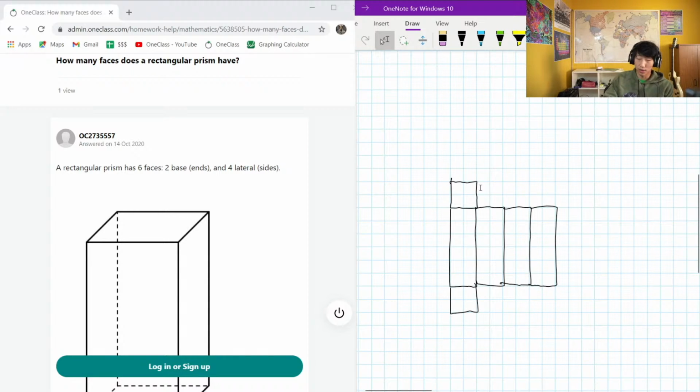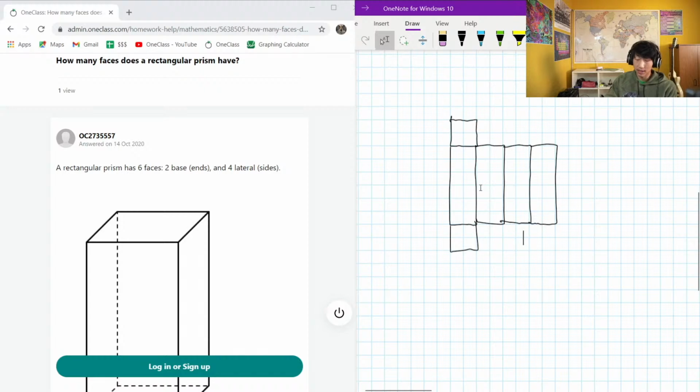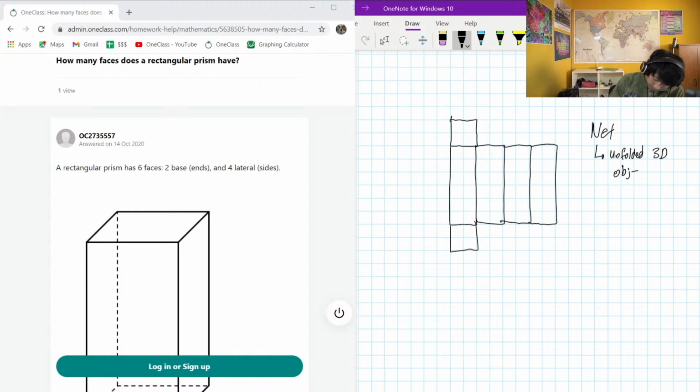The reason it's useful to have the mental ability to break down 3D objects into their 2D nets, this is what it's called, a net, is that a net is like an unfolded 3D object. You cannot make a net of certain things, like a sphere. You cannot make a net without some type of distortion or ripping. But for prisms, like rectangular prisms, it's definitely possible to make a net.